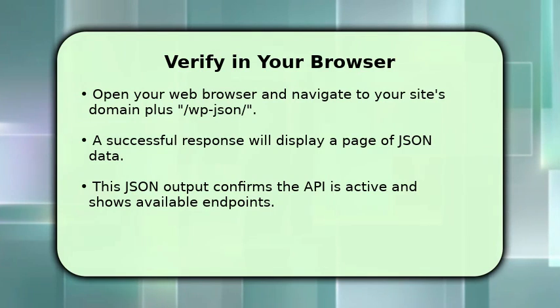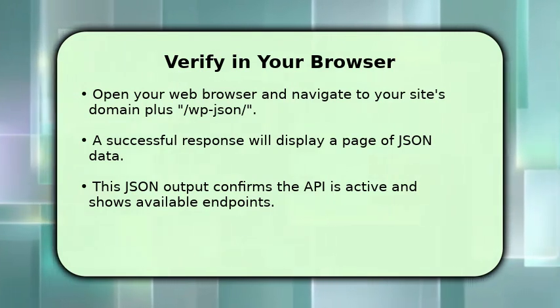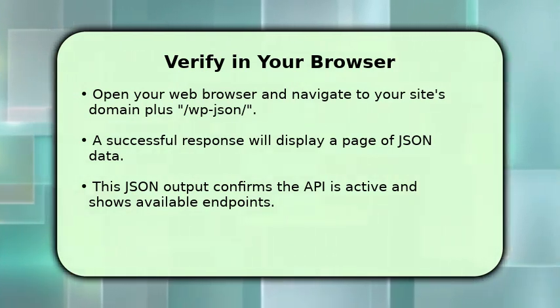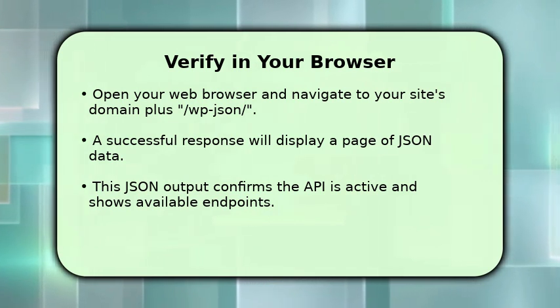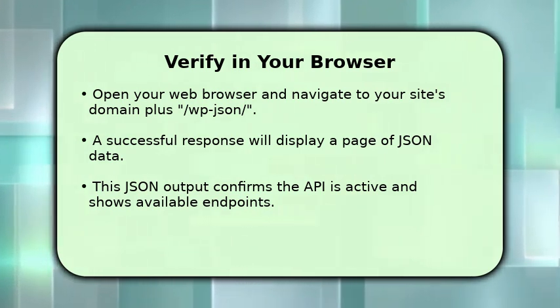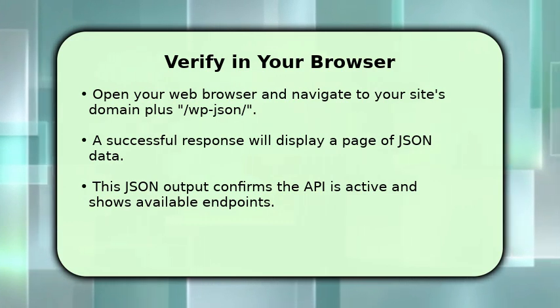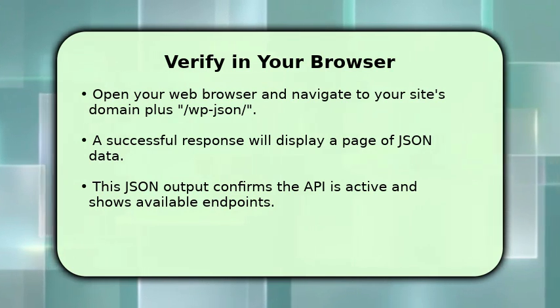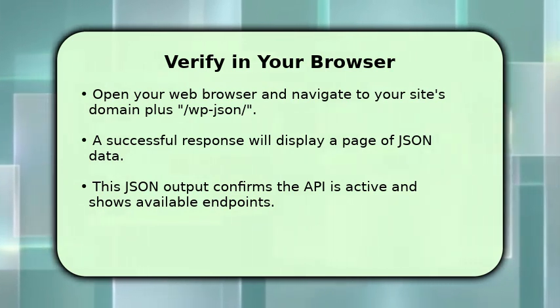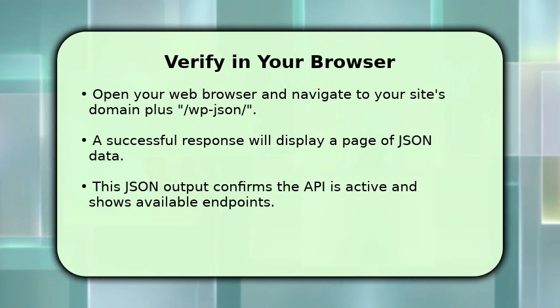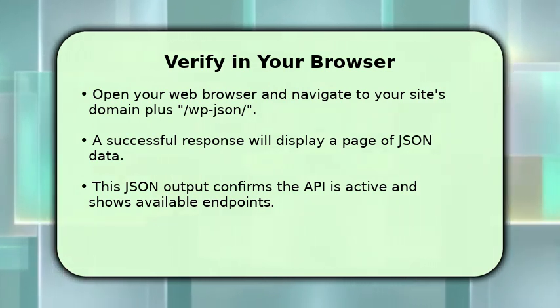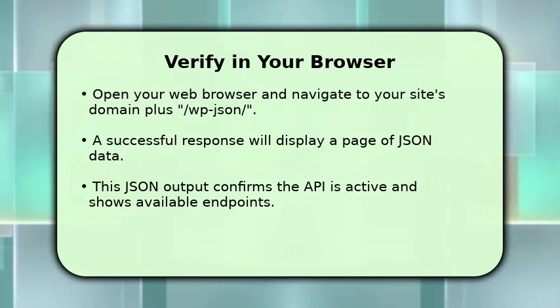To verify your base URL, simply open your web browser and type in your website's address, immediately followed by /wp-json/. For instance, if your site is myawesomeblog.com, you would go to myawesomeblog.com/wp-json/. If the API is active, you will see a page filled with JSON data. This data provides valuable information about your site's available API routes and capabilities.